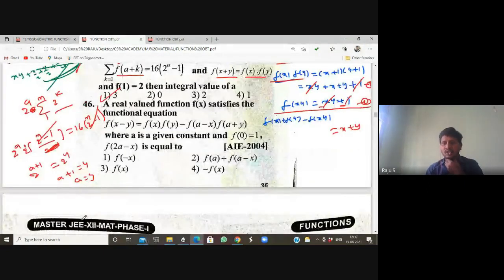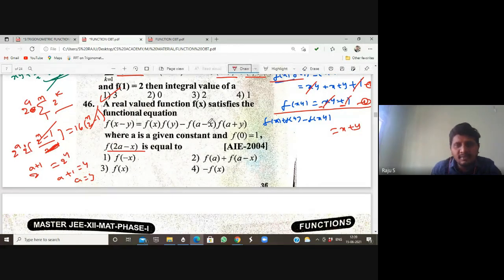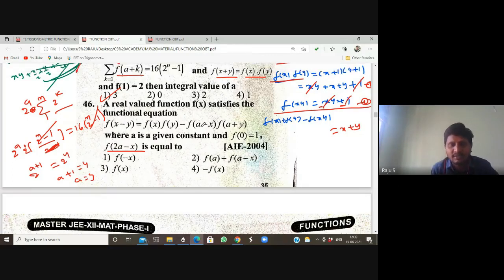This is the last question. With the help of the given condition, we have to find f of 2a minus x. So this is easy, like again we can derive the function. First, what is f of x? If you know f of x, we can easily find f of 2a minus x, am I right? But what is f of x? What is the function which satisfies this condition?